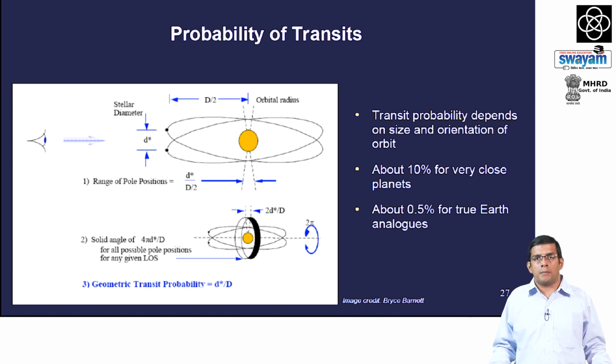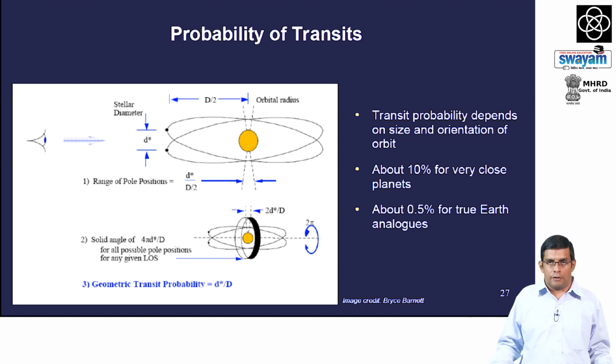So, this is about 10% for very close planets, because then obviously the orbital radius is small. So, this probability is somewhat high. However, for true Earth analogues, that is a planet of the size of the Earth orbiting the Sun at a distance of 1 AU, this probability of a transit reduces to about 0.5%.